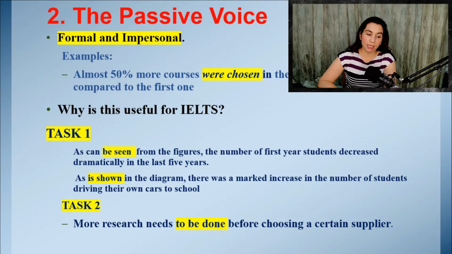Now second is task 2. Here also the example is, more research needs to be done before choosing a certain supplier. So here also the formal language gives you good marks or good bands. So using a passive voice is always the best thing to do in the writing part.